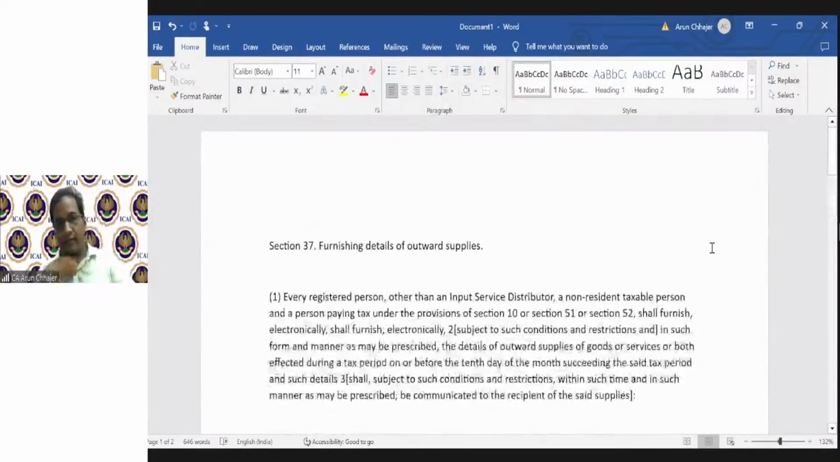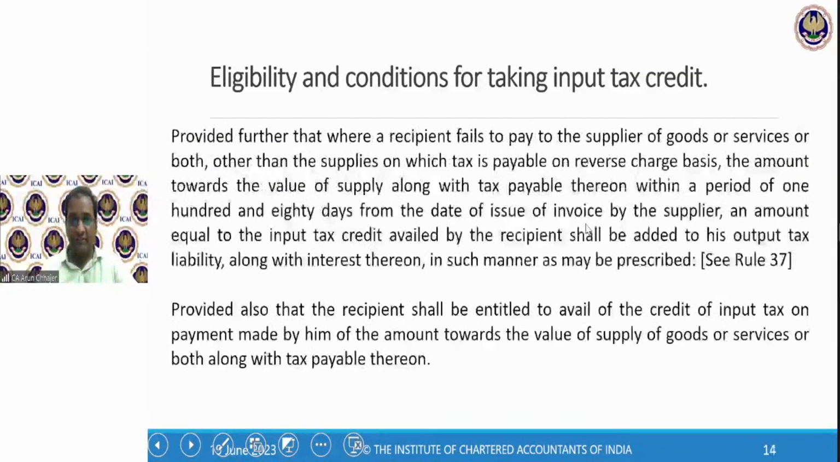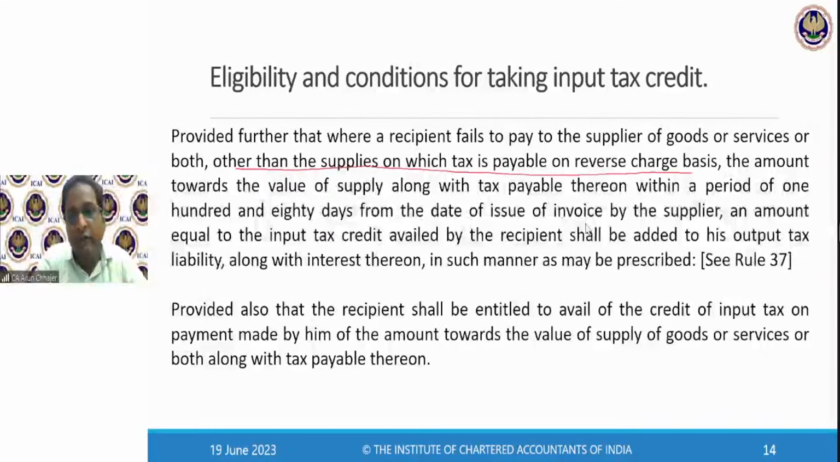So, they are saying that you have to make the payment within 180 days from the date of invoice. The reversal would not be applicable to supplies other than those on which tax is payable under reverse charge. If the recipient is paying the tax under reverse charge, then only the reversal will come into the picture, otherwise not. Okay.